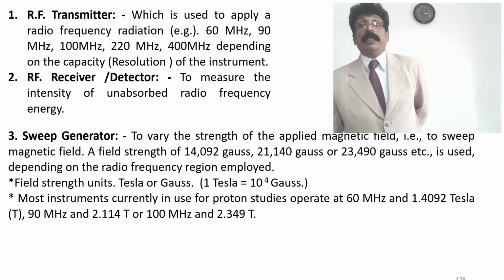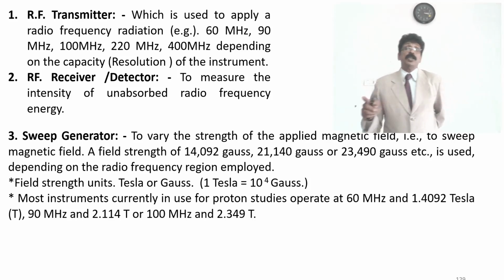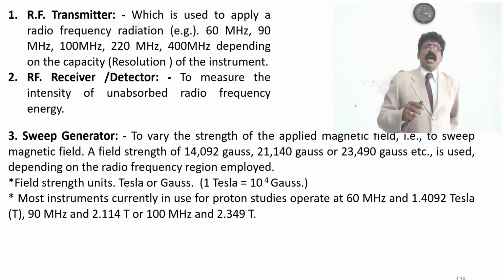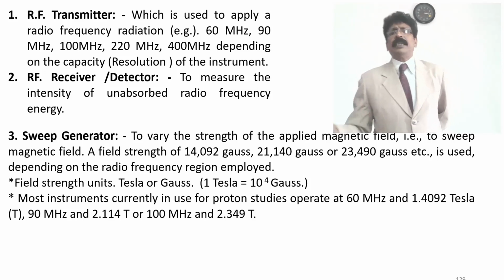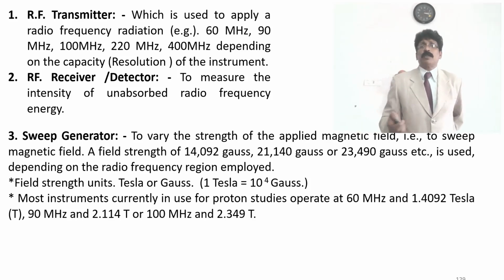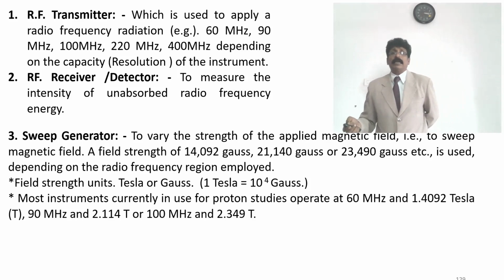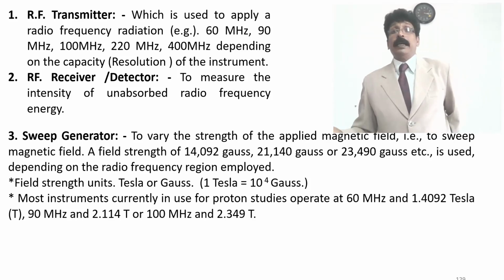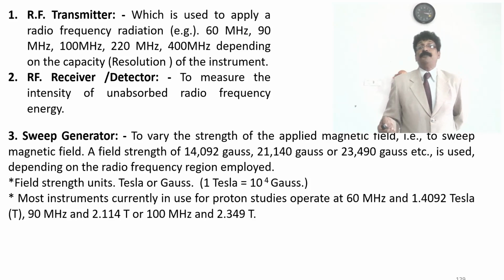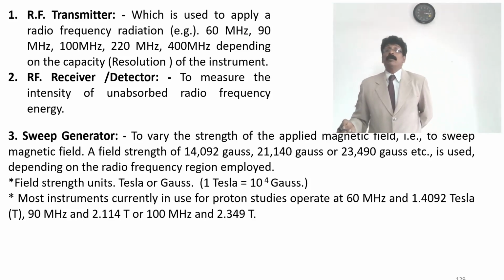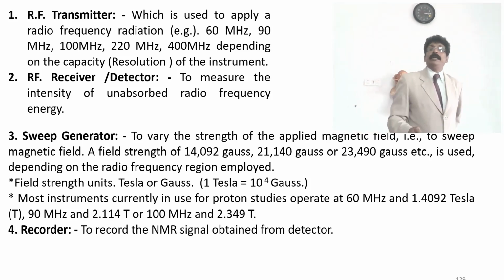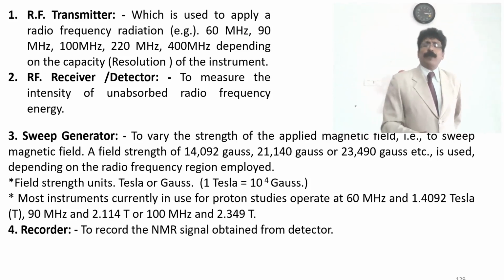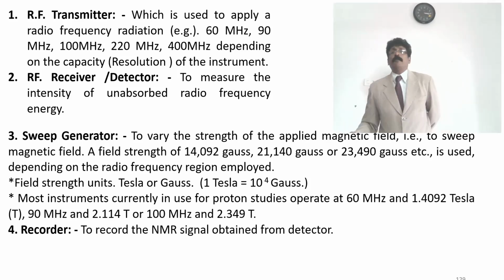That means you can see 14,092 Gauss. And you can see 90 megahertz, which we talked about, is 21,400 Gauss. And 100 megahertz is 2.349 tesla, but in Gauss, you can see 23,490 Gauss. And recorder, you can see the computer; the record of the NMR signal obtained from the detector can be recorded.